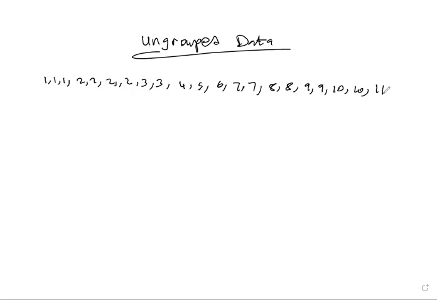So now, using the same data, we can now draw a frequency table. To draw the frequency table, we have the data, denoted by xi.